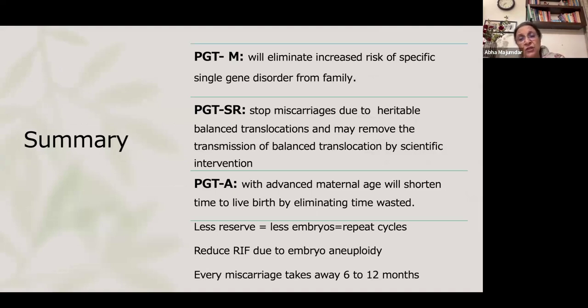and we reduce the recurrent implantation failure due to embryo aneuploidy. If it is happening due to embryo aneuploidy, we will reduce. And every miscarriage which happens in IVF takes away 6 to 12 months of the patient's time, to recover from the first, have the miscarriage, recover from the miscarriage, the psychological trauma. So a lot of time is wasted when miscarriages happen. So we have to stop them, especially in PGT-SR and by PGT-A.